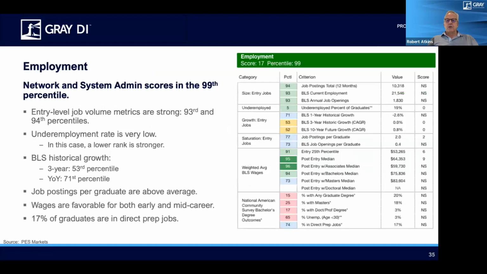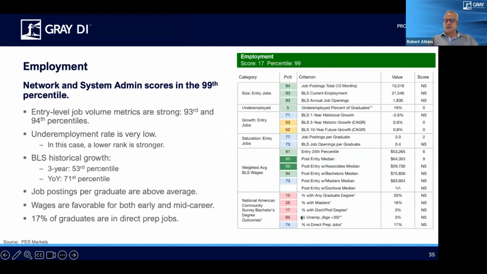Now let's turn to employment. You can tell immediately, overall, it's dark green. That's great. You can see my entry-level jobs are all green. Not dark green, but green over the 90th percentile. Got some good stuff going here in wages. And then I get a little bit worried when I look at what's happening in terms of degree level.